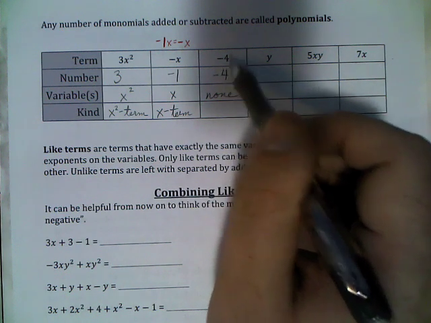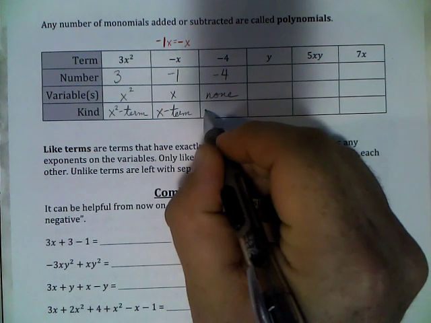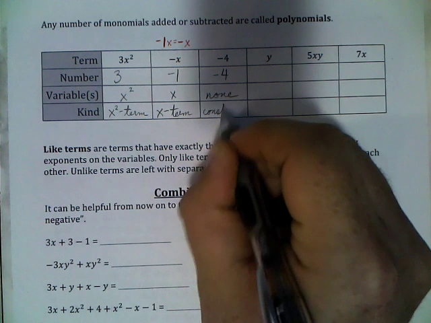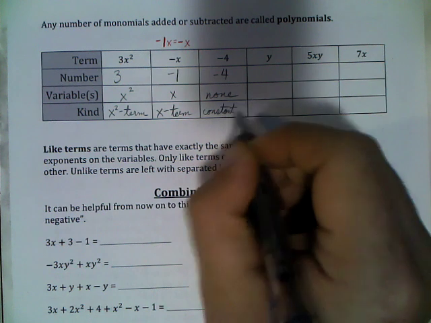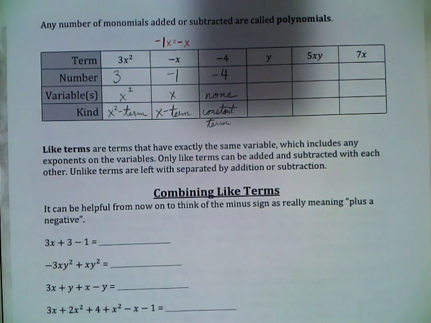But here with negative 4, it doesn't matter what x is. If x is 9, negative 4 is still negative 4. If x is 27, well, negative 4 is still negative 4. Since there's no variable there, its value never changes. Or we could say that its value is constant. This is a constant term, and I didn't quite have room to write that all. So this is a constant term. A number all by itself is a constant term.